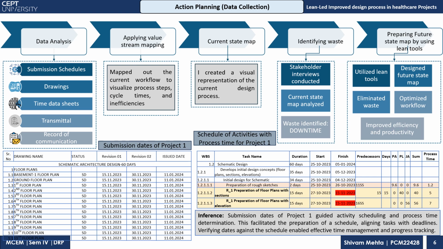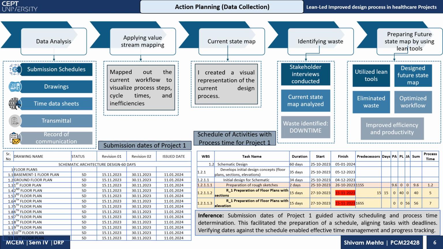mapping out the current flow to visualize the process steps, cycle time, and inefficiencies. Then current state mapping, creating a visual representation of the current design process. Then identifying the waste through stakeholder interviews, current state map analysis, and waste identified in downtime. In this way, the waste identification was done. For the future state map, utilizing lean tools, we designed a future state map, eliminating the waste, optimizing the workflow, and improving efficiency and productivity.